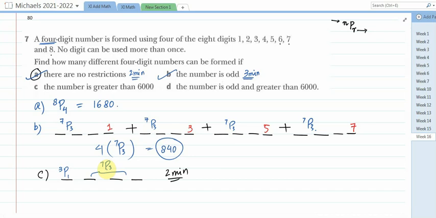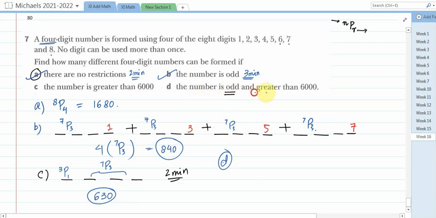Alright, the final answer you are getting is 630. That is the part C answer. And for the last part, it says the number is odd and greater than 6,000. Alright, so now you have two conditions. It must be odd and it must be greater than 6,000.